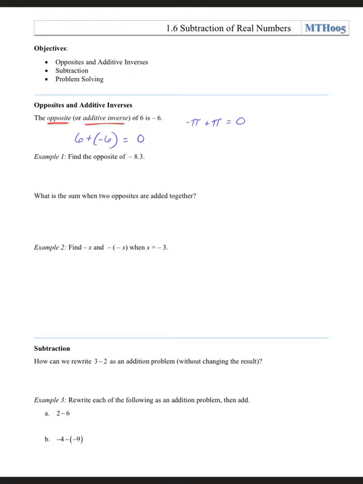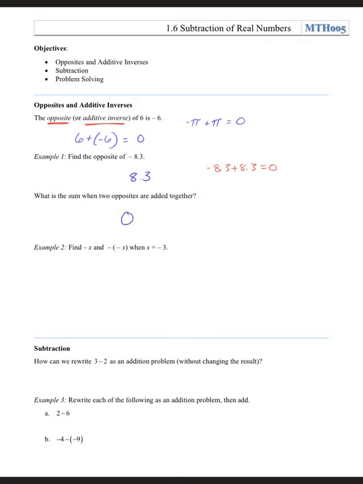Example 1, find the opposite of 8.3. So you're asking yourself, what number is on the opposite side of 0 that is that same distance away from 0? That would be a positive 8.3. Again, if you were to add those two values together, negative 8.3 plus 8.3, you should get 0. So we already talked about this. What is the sum when two opposites are added together? It's going to be 0.